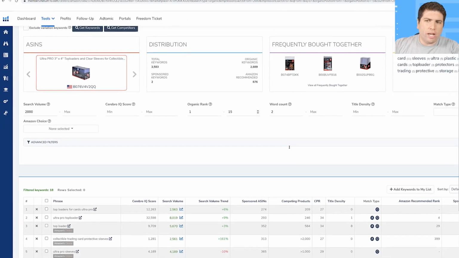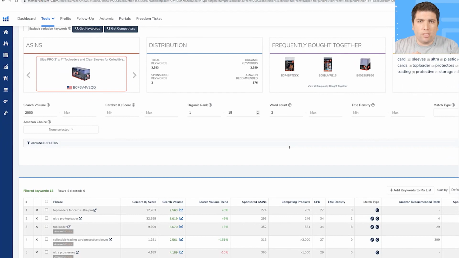I just showed you guys how to find the keywords for one listing, but here's the thing. Let's say you are launching your own product on Amazon. I highly, highly, highly recommend not just looking at one listing. Don't just look at one listing to get the keywords, because with this product here, I can see it actually right here.